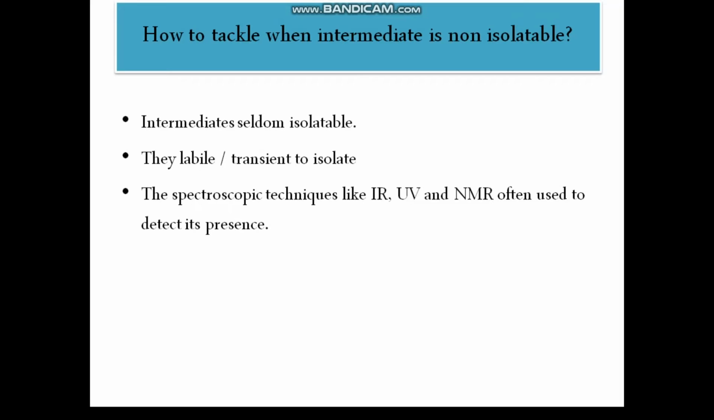But then we know that often the intermediates are not isolatable. Therefore, that's one problem. Why is it not isolatable? Maybe they are thermally or energetically labile. Number two, they may be in too transient a state to be isolated. Therefore, in those circumstances, spectroscopic techniques like IR spectroscopy, UV, or NMR often would do the job.